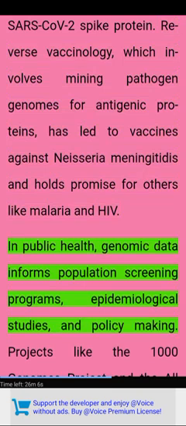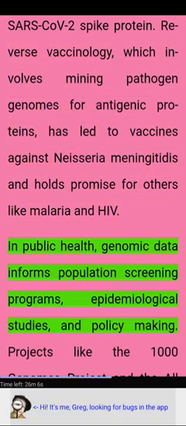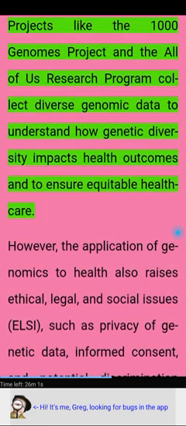In public health, genomic data informs population screening programs, epidemiological studies, and policymaking. Projects like the 1000 Genomes Project and the All of Us research program collect diverse genomic data to understand how genetic diversity impacts health outcomes and to ensure equitable healthcare.